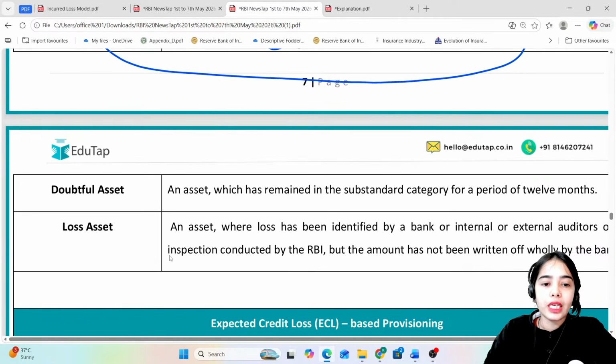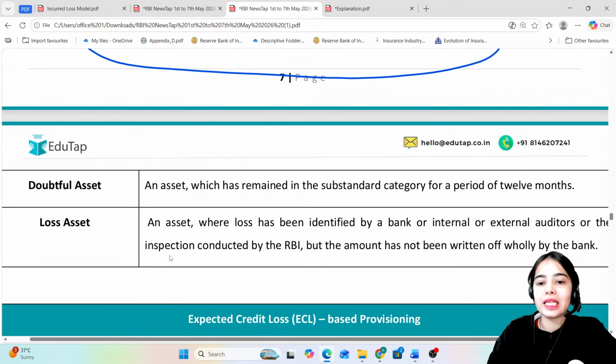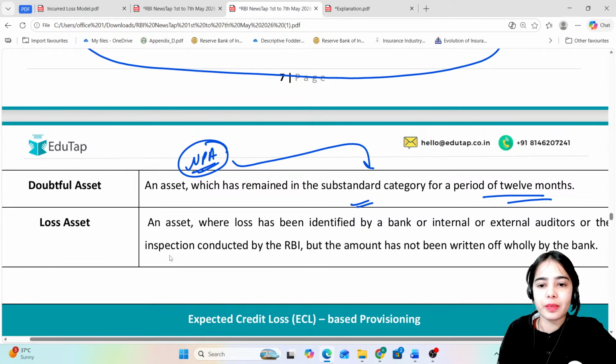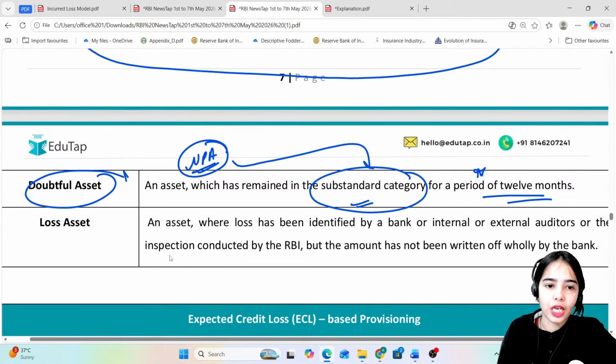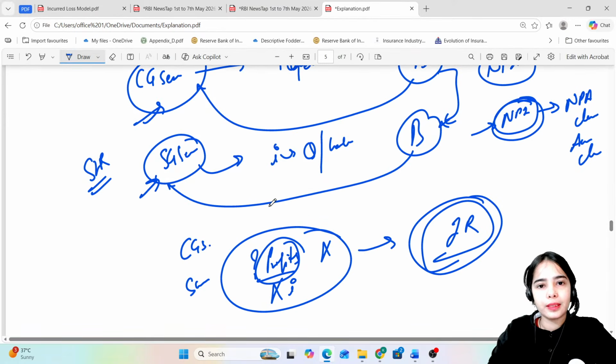If an NPA, a non-performing asset, has remained in the substandard category for a period of 12 months, then it will come under the doubtful asset category. Loss asset is basically the asset where loss has been identified and the money cannot be recovered. So this is the idea.